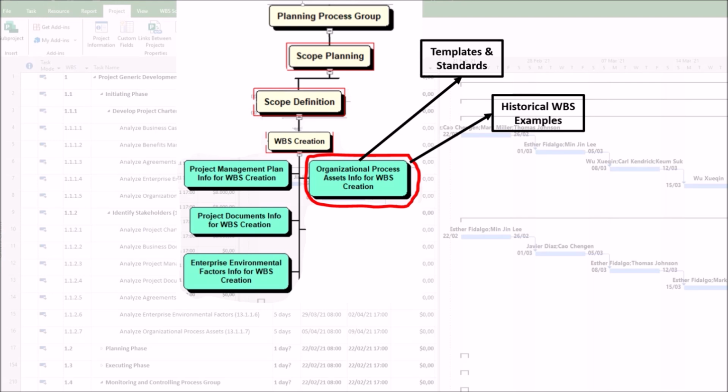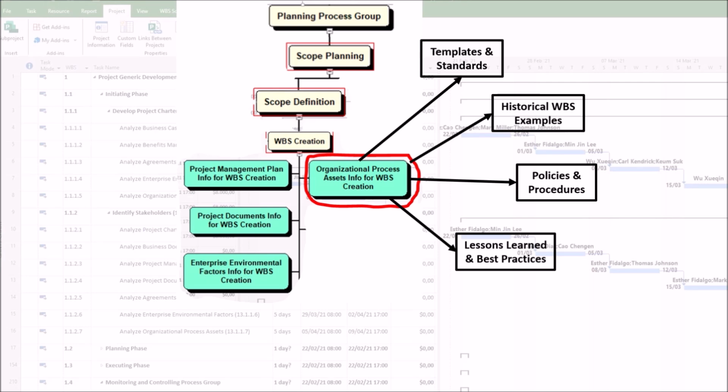2. Historical WBS examples. Previous project WBS documents serve as references, reducing effort and improving accuracy in decomposition. 3. Policies and procedures. Organizational guidelines on how to break down work, define deliverables, and structure control accounts influence WBS creation. 4. Lessons learned and best practices. Insights from past projects help avoid mistakes and adopt proven techniques for effective WBS development. 5. Project management methodology. Some organizations prescribe specific WBS creation methods, such as agile, waterfall, or hybrid approaches, shaping how the WBS is structured.